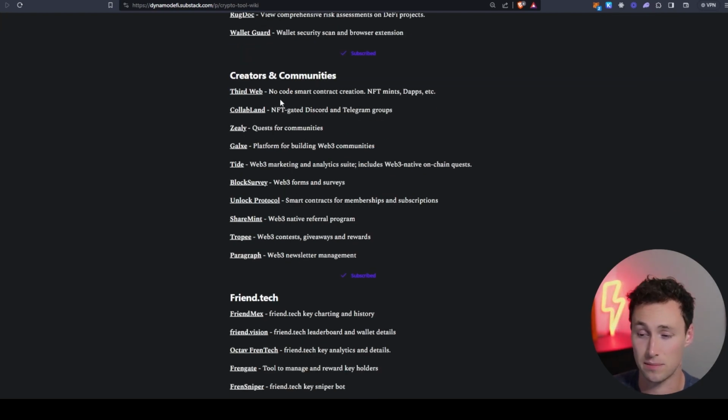Next section is going to be creators and community. So these are a little different because this isn't about investing in crypto. This isn't about researching. This is about actually trying to build something yourself. And so it includes things like Third Web, which is no code smart contract creation. I've used Third Web myself. Collabland to build NFT gated Discord and Telegram groups.